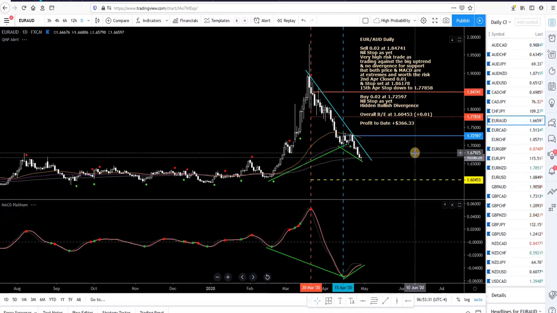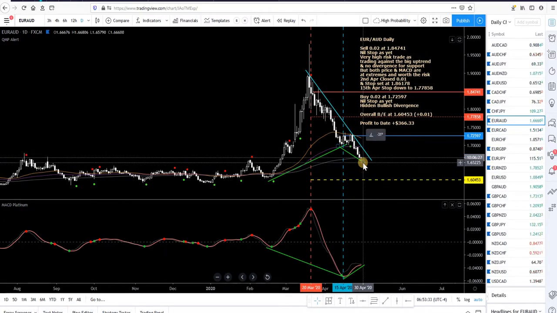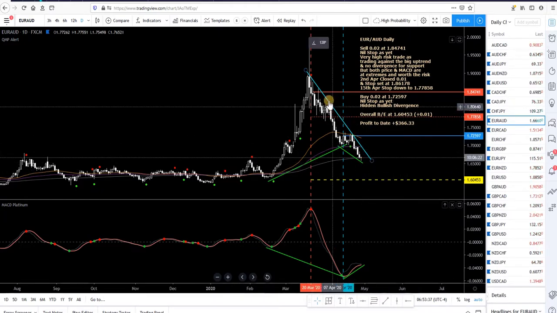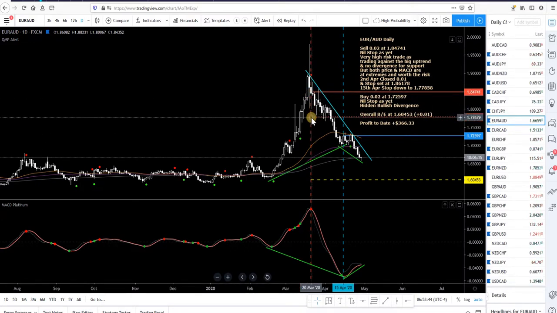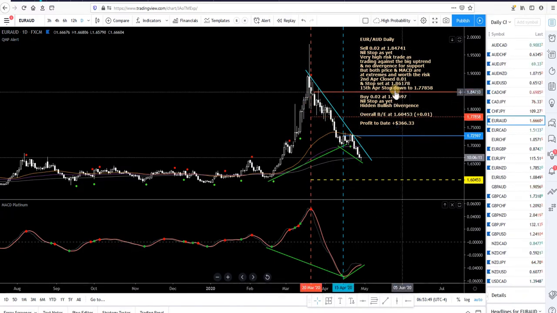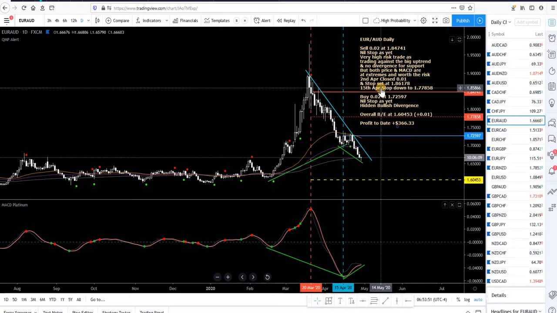Euro Aussie. Someone asked me about this via email, and I'll just go over it. I'm in a sell from up here. So this is the person that asked in an email, probably hasn't got the sell on. I've got a sell, which has got a stop and play. So that gives me some sort of hedge. So that's this top part here.